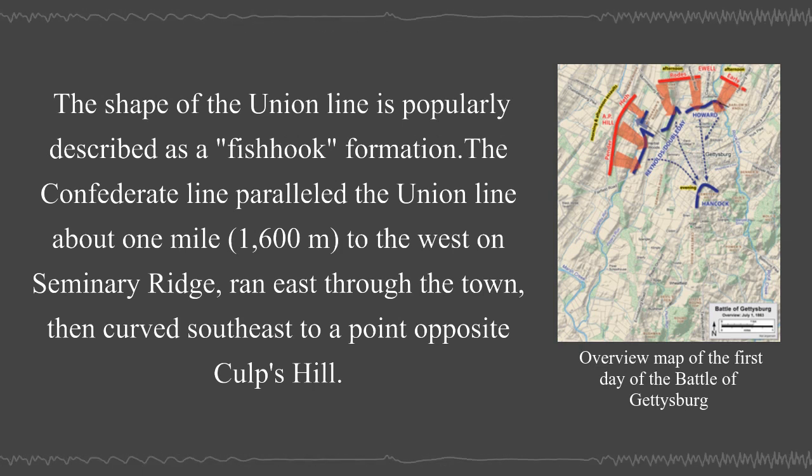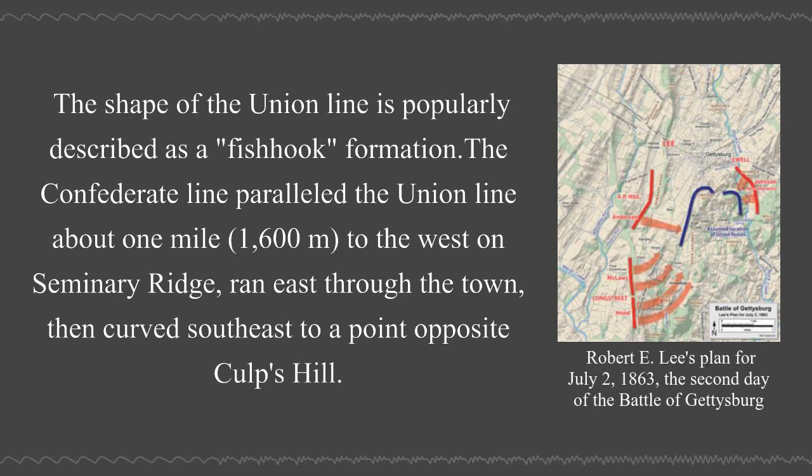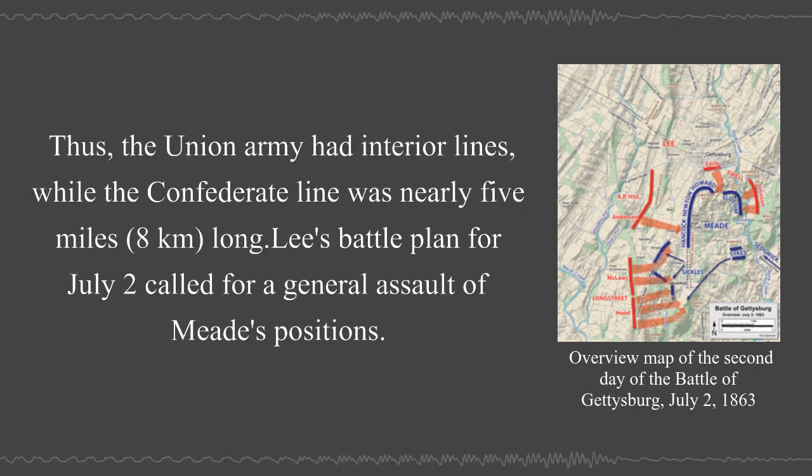The Confederate line paralleled the Union line about 1 mile, 1600 m, to the west on Seminary Ridge, ran east through the town, then curved southeast to a point opposite Culp's Hill. Thus, the Union Army had interior lines, while the Confederate line was nearly 5 miles, 8 km, long.